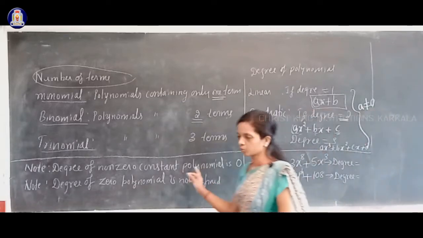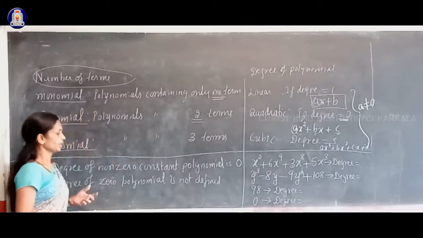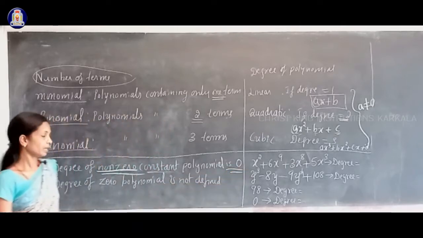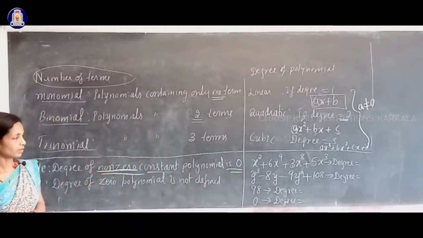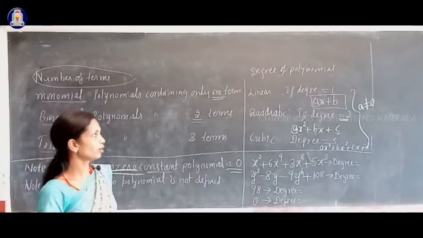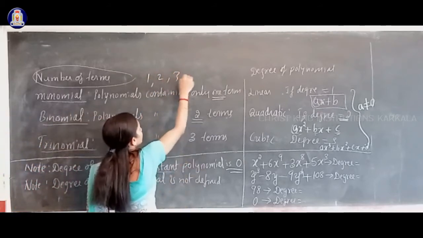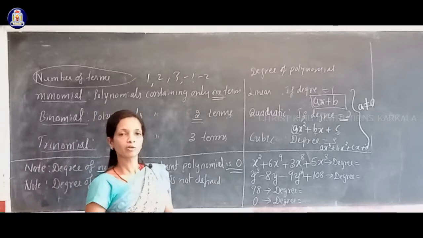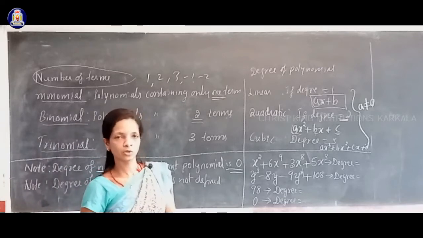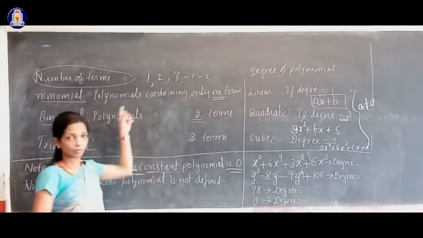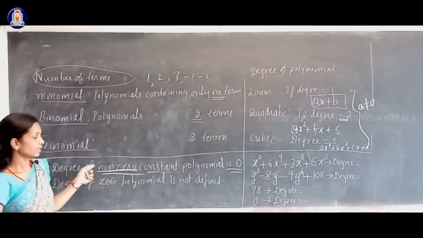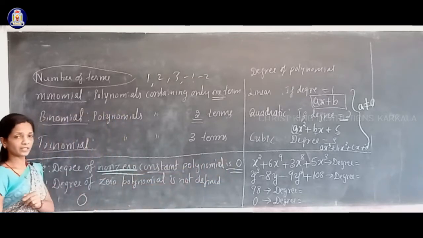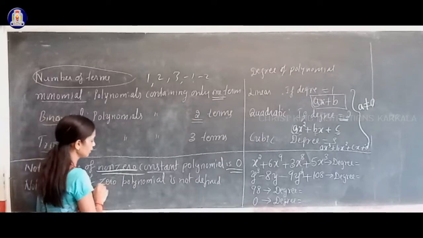And you have to know these two important notes. The degree of a non-zero constant polynomial is 0. That is, numbers other than 0 are also polynomials. For example, 1, 2, 3, minus 1, minus 2, all these numbers, meaning numbers which are not 0. They are called non-zero constant polynomials. If a non-zero constant polynomial is given, then the degree of that polynomial is 0. And suppose you are given the number 0, then that is also a polynomial. That polynomial is called a zero polynomial.